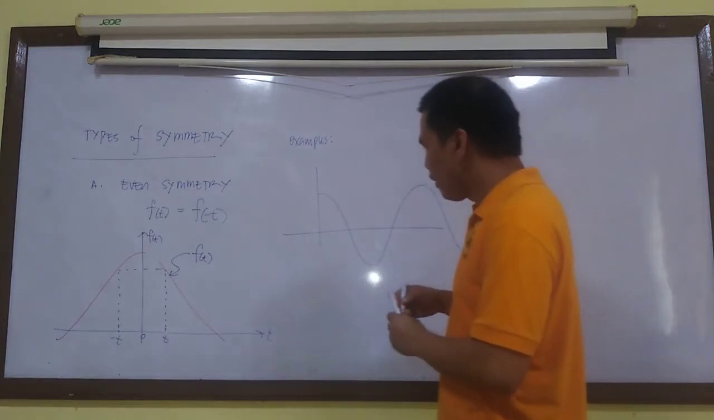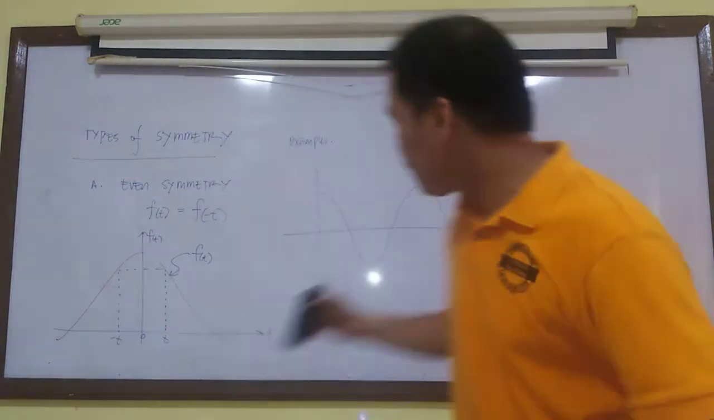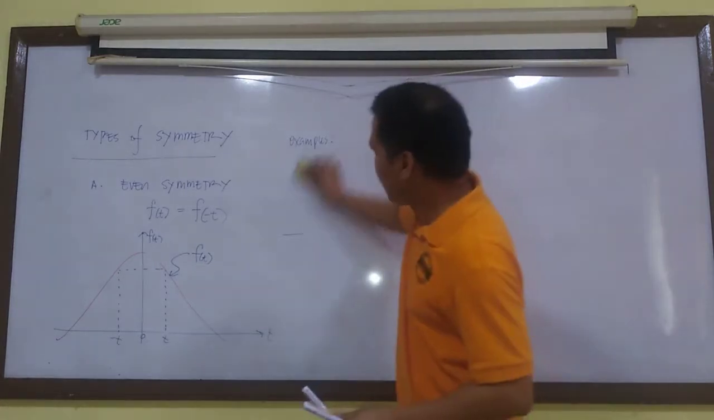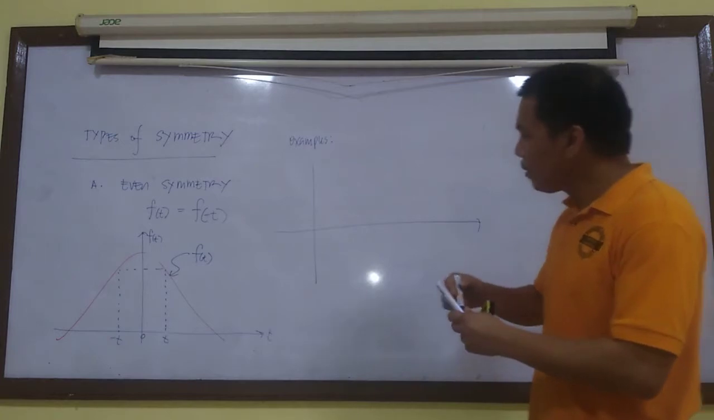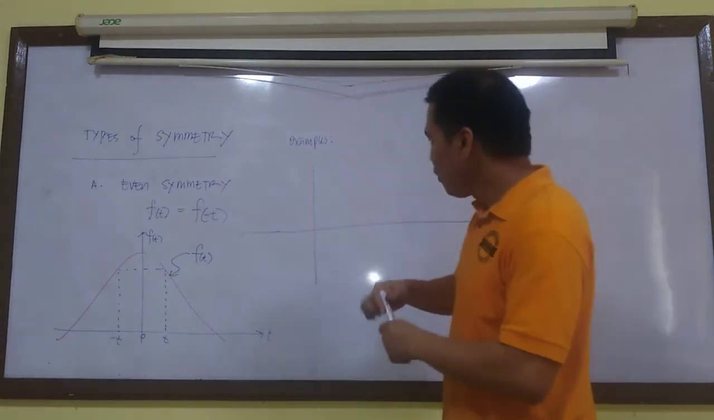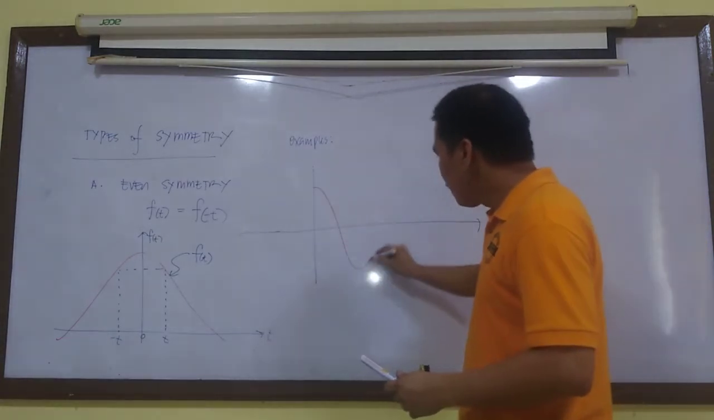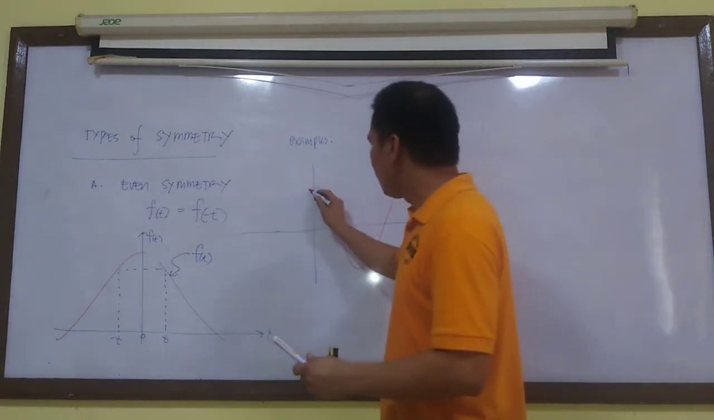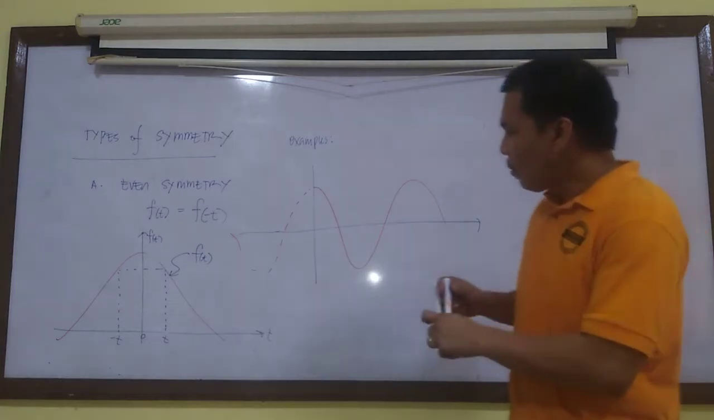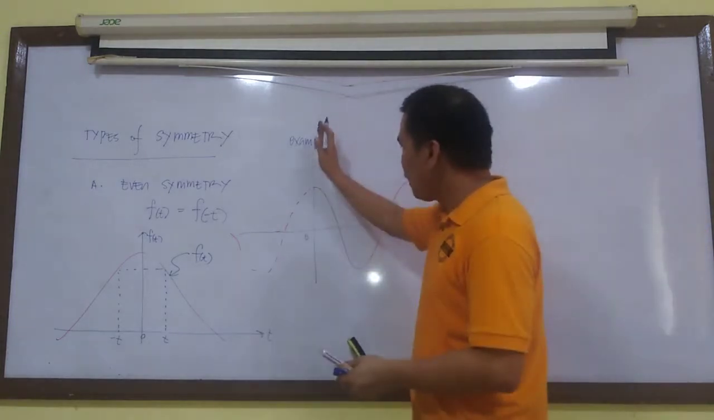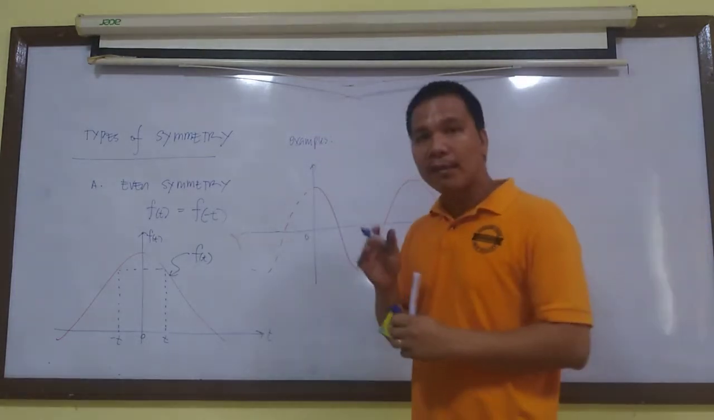Okay, this is your cosine function. Let's redraw it using the other color pen. So this is your cosine function, and it will start from there. That is actually your cosine function. The cosine function is symmetrical along your y-axis.